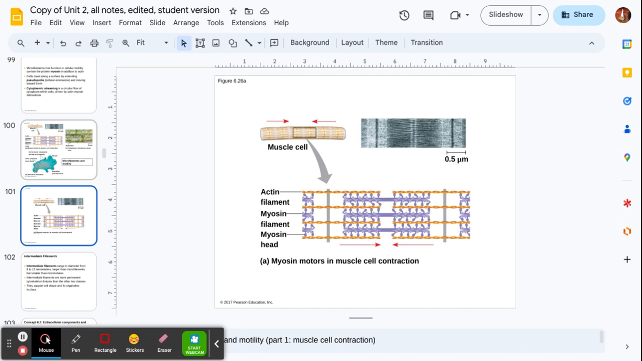In us, microfilaments act to facilitate muscle contraction. So our voluntary muscles are made up of microfilaments that cause contraction.